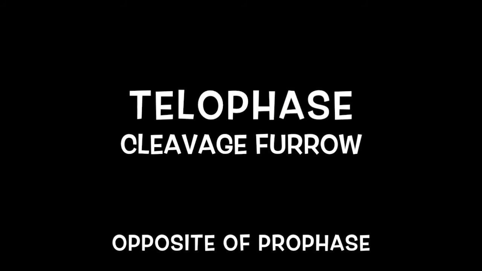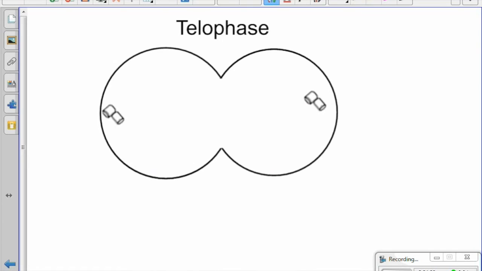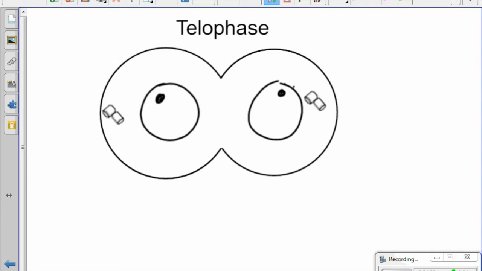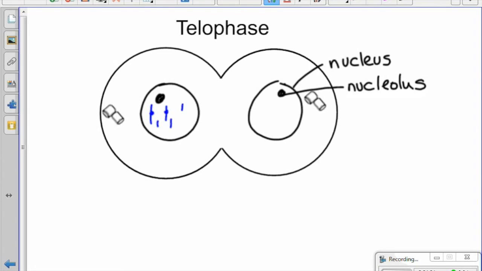In telophase, we recognize it because the cleavage furrow has formed, the indent in the middle of the cell. Telophase has the opposite steps of prophase. The nuclear membrane reforms, the nucleolus reforms, and later in telophase, the chromosomes would decondense back into chromatin. Right now we'll show it as chromosomes to see that we still have 2N equals 4 in each daughter cell. So we started out in mitosis with 2N equals 4, and we still have 2N equals 4.